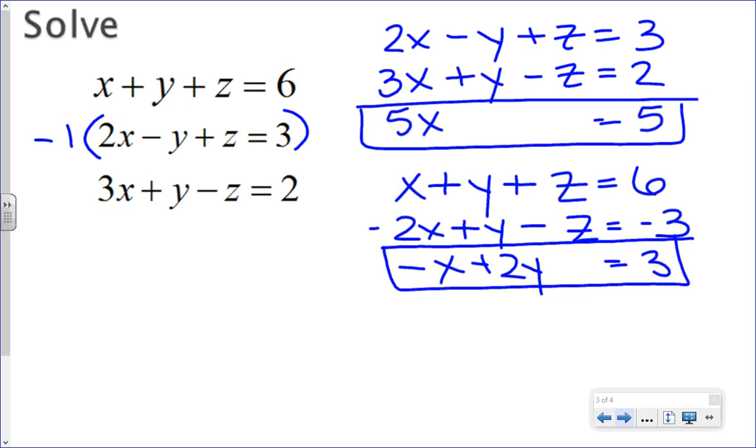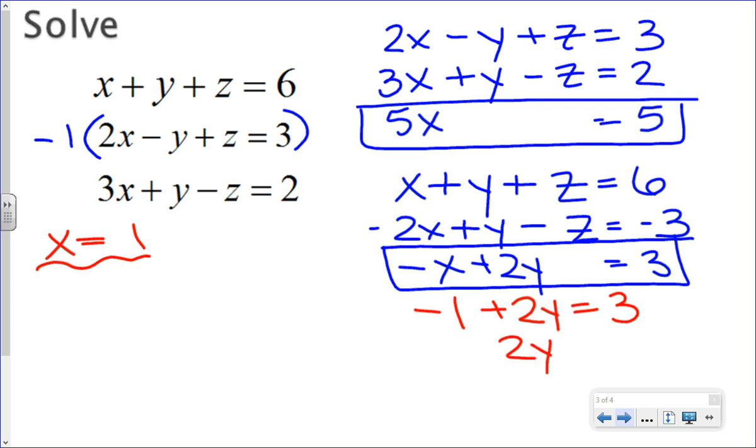Now, because we had two variables cancel out, this is going to make our substitution process easier. What do we know when we look at this first set of elimination? We know x is 1. So we can go to here and figure out what y is. -1 plus 2y equals 3. Y equals 4... so y is 2.